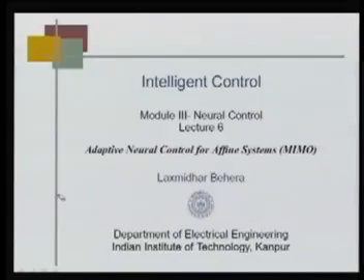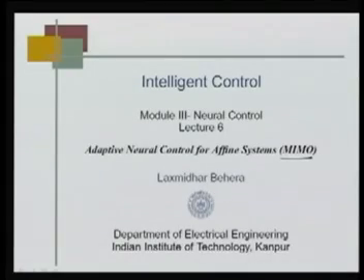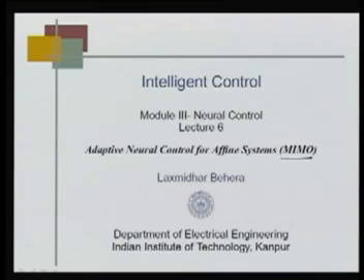Today's lecture is on the topic adaptive neural control for affine systems, multi input, multi output. Last class we talked about single input single output system. So, we will see how the techniques that we learnt in the last class can be extended to multi input multi output system. This is the lecture on module 3, which is neural control in this course on intelligent control.